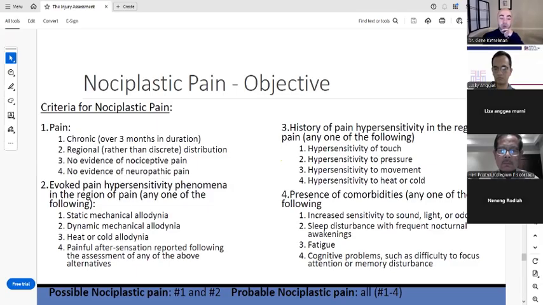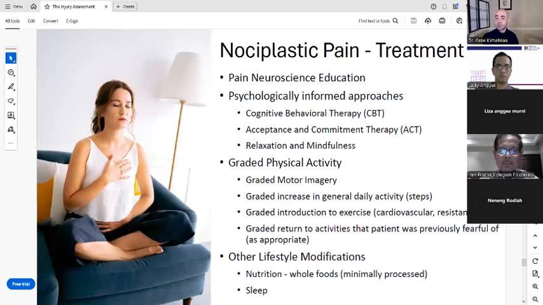Okay. So again, if numbers 1 and 2 in what we just spoke about are occurring in your patient, they have possible nociplastic pain. But if they have numbers 1, 2, and then 3 and 4, it's very, very likely, very probable that they have nociplastic pain. So how do we treat nociplastic pain, right?